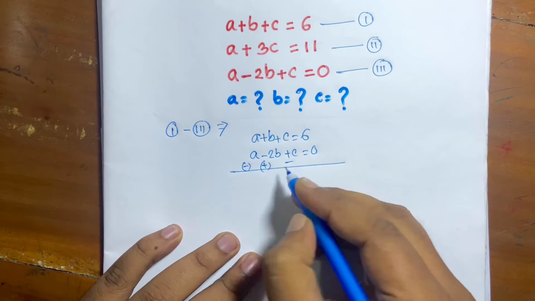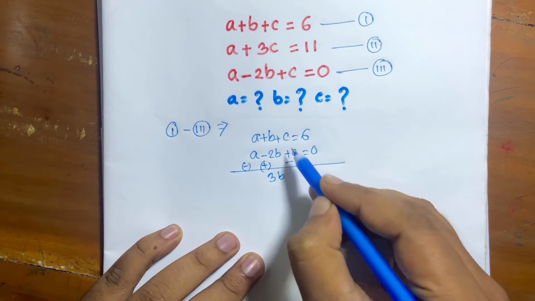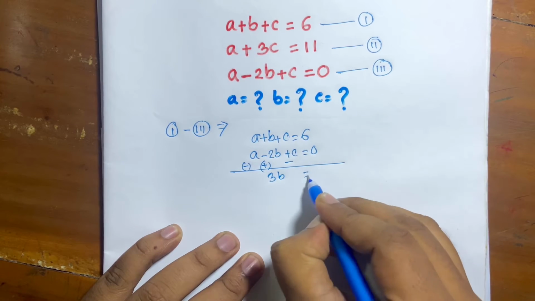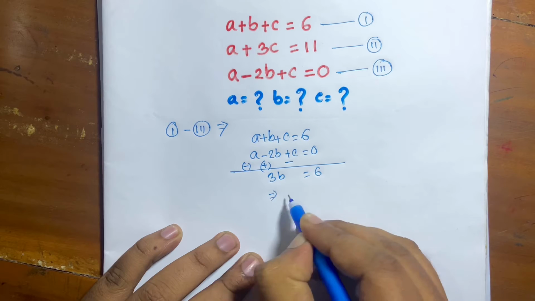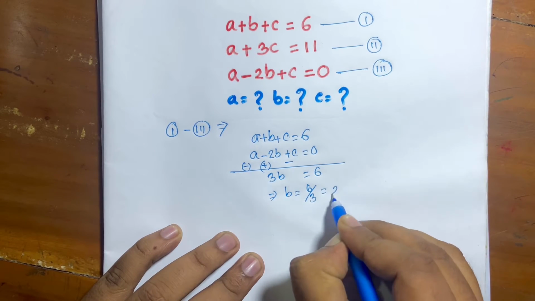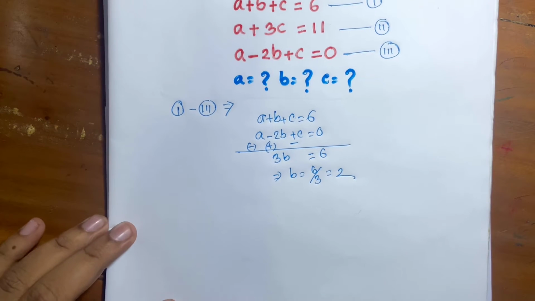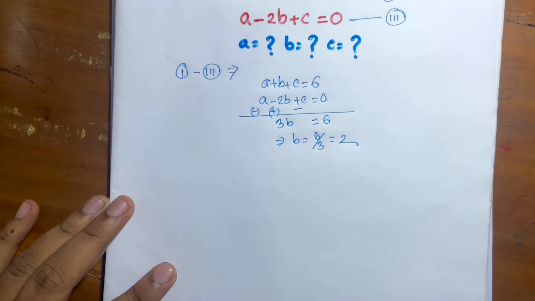Now b minus minus 2b is equal to 3b, and a minus a is equal to 0, c minus c is equal to 0, and 6. Now I can say easily b equal to 6 by 3 equal to 2. Now b is equal to 2.